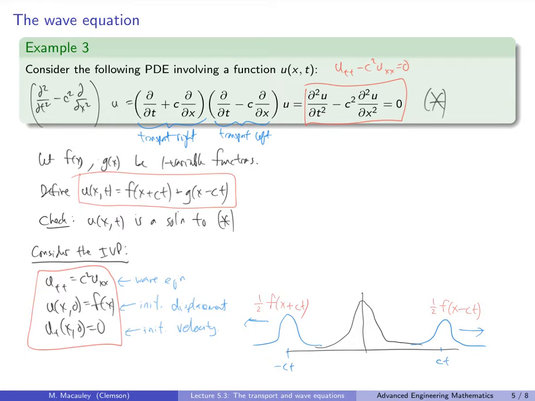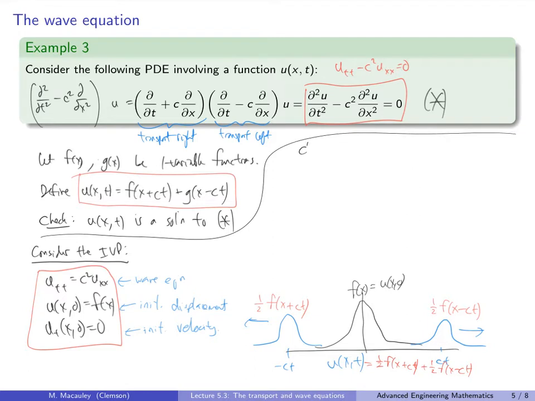I claim that the solution to this initial value problem at time t, so this is f of x, which is u of x and 0. But if you look at u of xt, I claim that this is equal to, or maybe I should not have boxed that. Let's undo that. That this is equal to, basically this plus that. So 1/2 f of x plus ct plus 1/2 f of x minus ct. So let me write that up here.